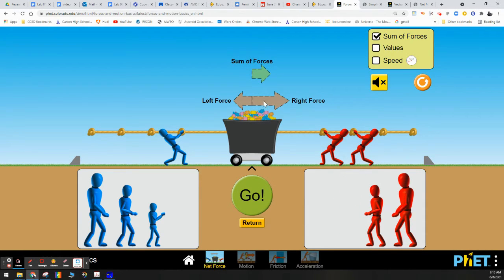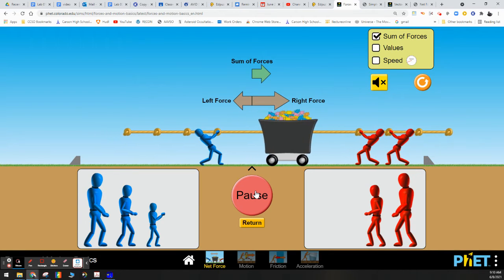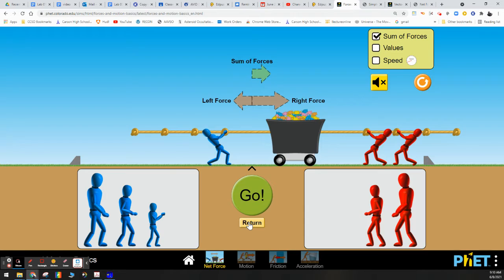Now let's see what happens. Notice that this arrow is now bigger than this one. So there is some residual force left over. You can see the sum of the forces also means net force. When we hit go, there's a net force, or sum of the forces, or an unbalanced force going to the right. See, there it goes. It's now moving to the right. Go ahead and hit return here.